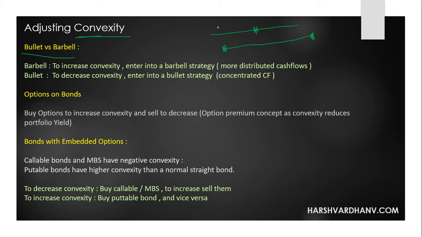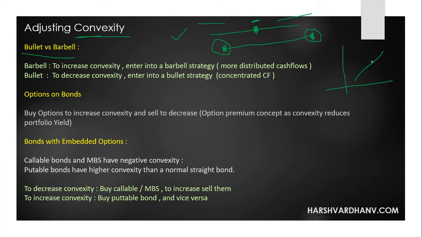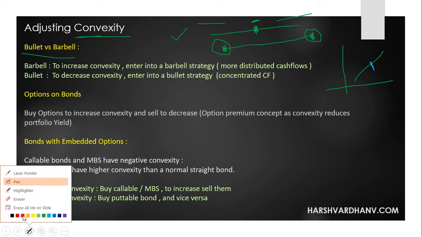Why? See, whenever you are exposed to a single tenor, if the rate changes here or here, the portfolio convexity is not going to change, right? Only if the rate changes at this exact point is when your portfolio convexity is going to change. So whenever you want to increase your convexity, you need a much more dispersed cash flow, right? Consider this as an example of a yield curve. Suppose you have a yield curve, and this blue denotes a bullet portfolio, and this red denotes a barbell portfolio.